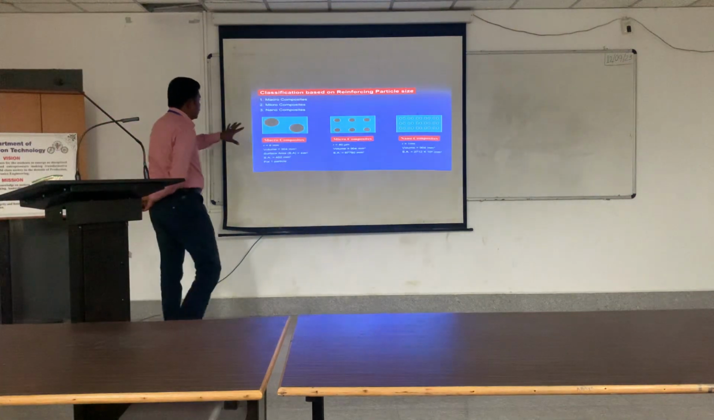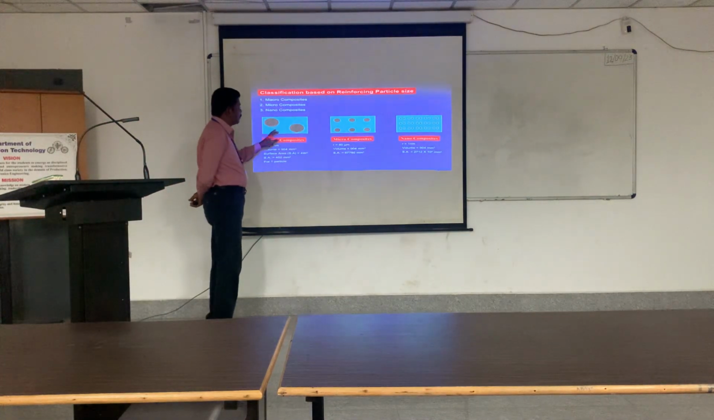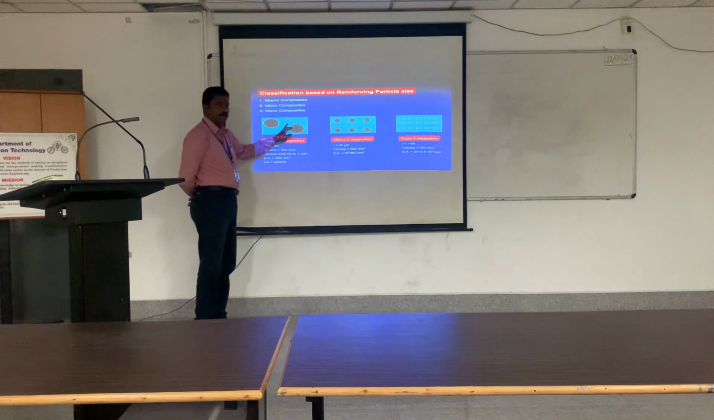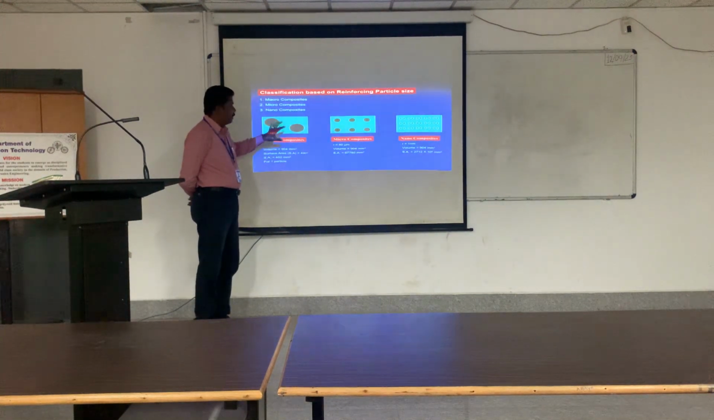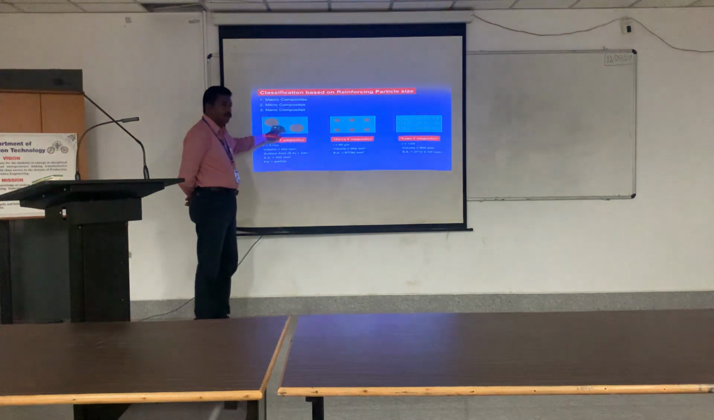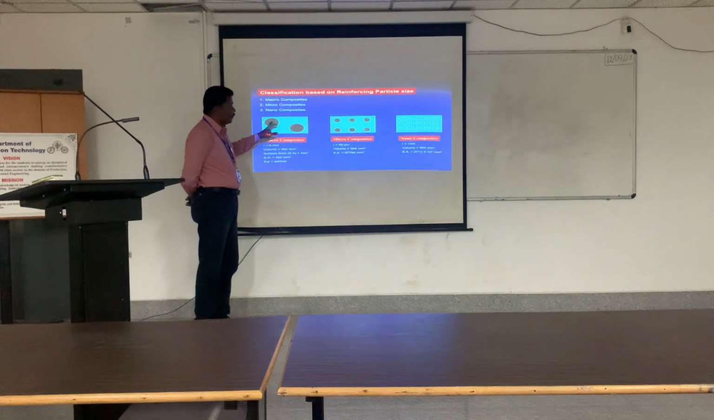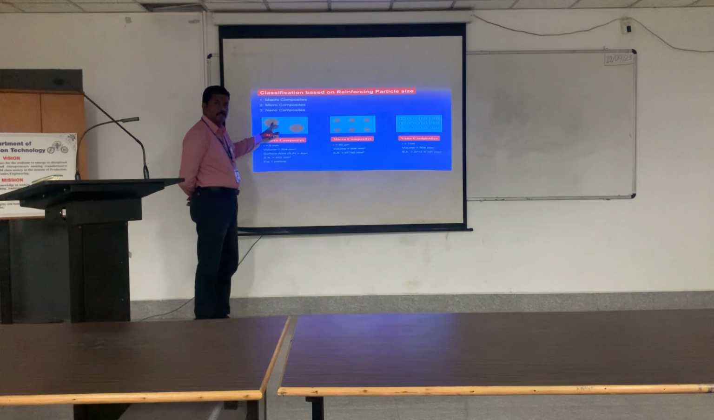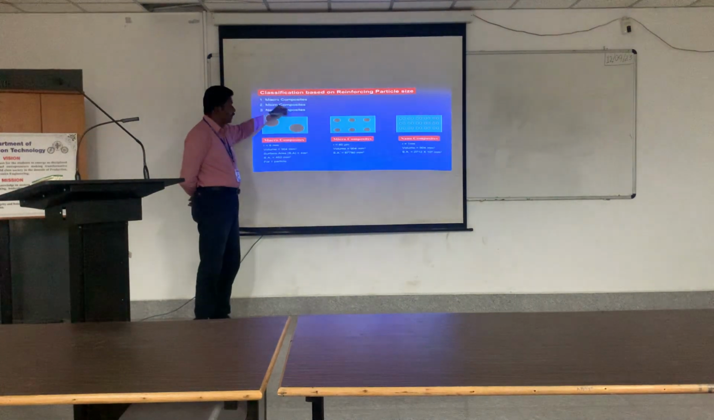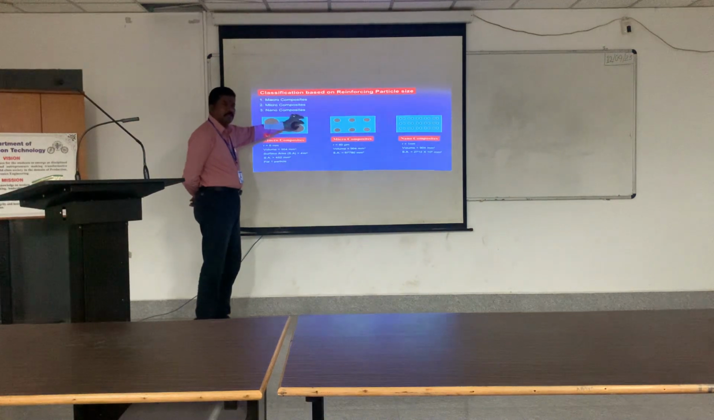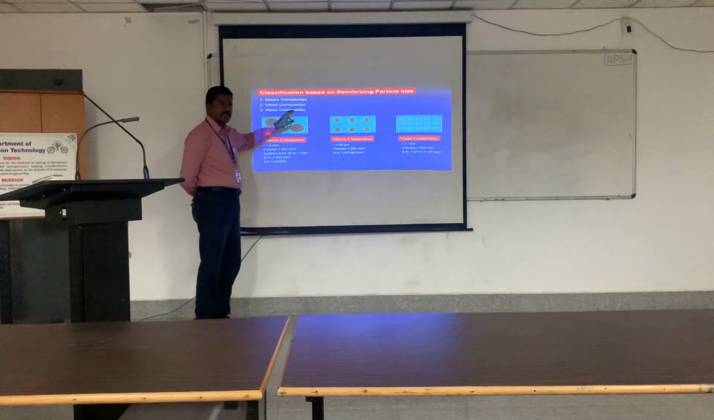If we just take it here, what is the purpose of this matrix? The light blue color. Okay. So it binds these two materials, and during application, it helps to hold these two particles at the same place. During loading, the particles should not move here and there. Okay. In such a way, this matrix will arrest them. It helps to hold the reinforcement in the appropriate place.